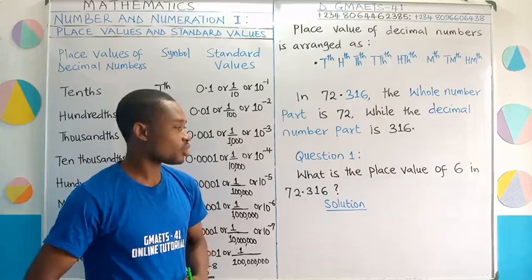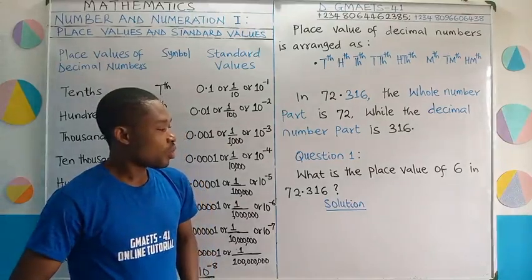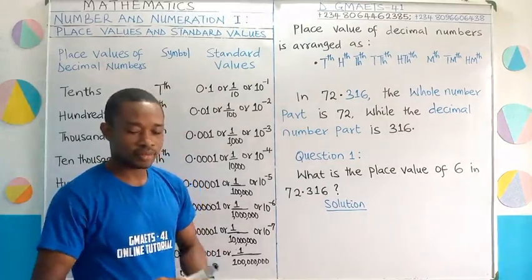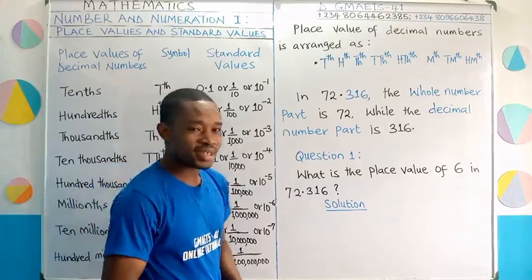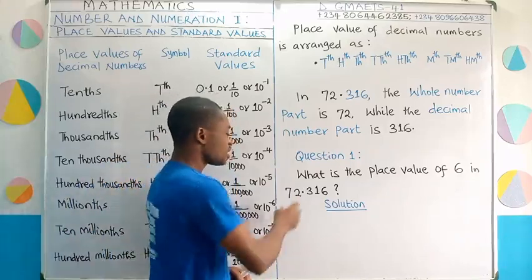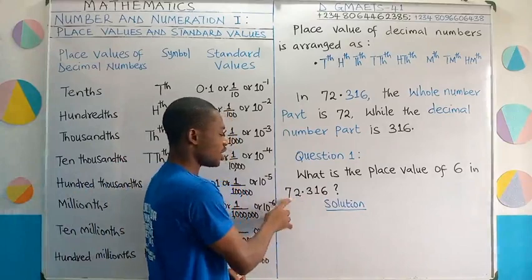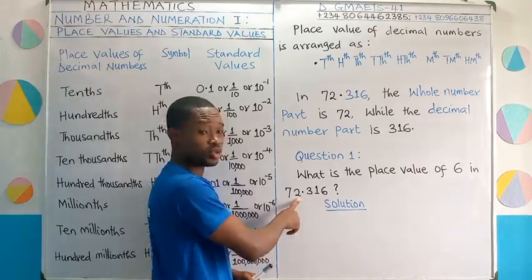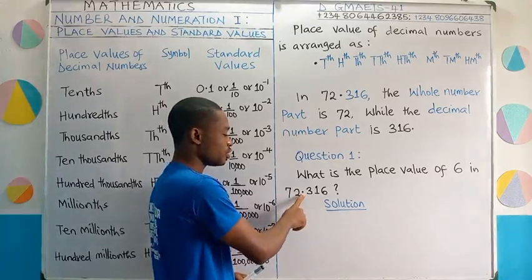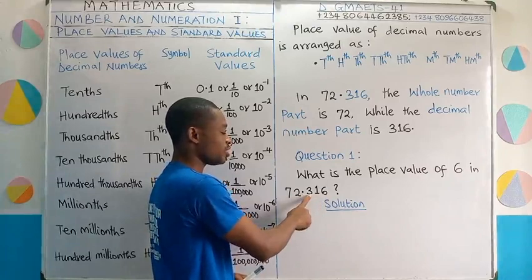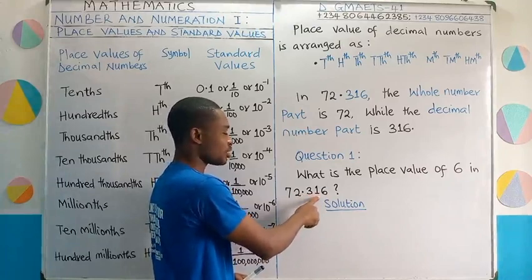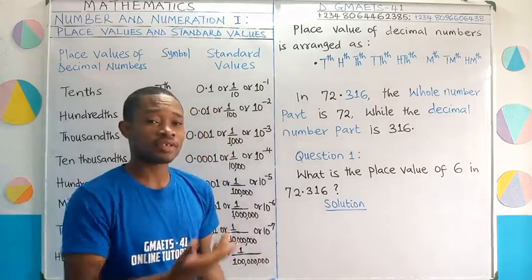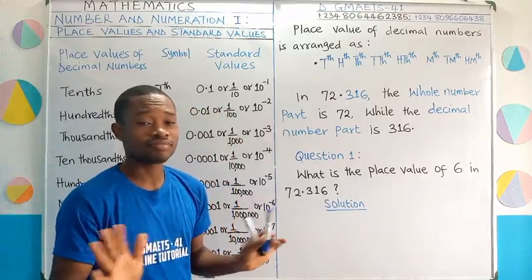Now, let us look at this question we have on the board. What is the place value of 6 in 72.316? To solve this is very simple. 72.316. This 7, the place value is tens. This 2, the place value is units. Then you have your decimal point. 316. This 3, the place value is tenths. 1 is hundredths. 6 is thousandths. So you see the place value of 6 in that number is thousandths.